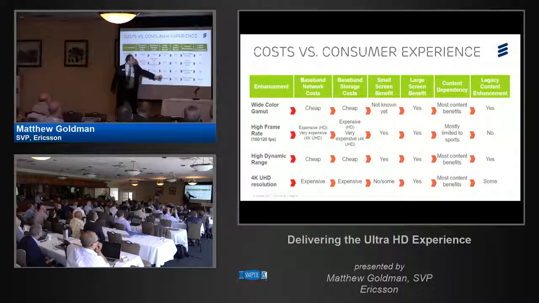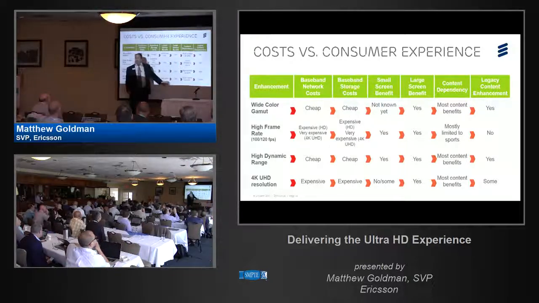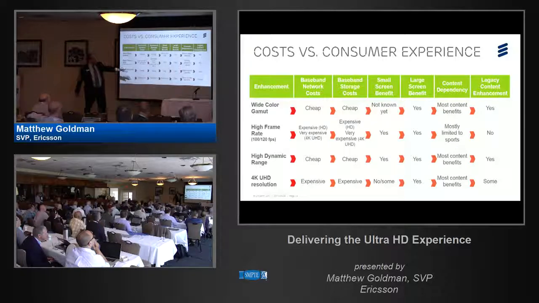Expensive. Unclear here. I think this is a little harsh. I think it's actually some benefit here. It's a dispute I have with one of my colleagues in the product group. Definitely here. And you can enhance some.